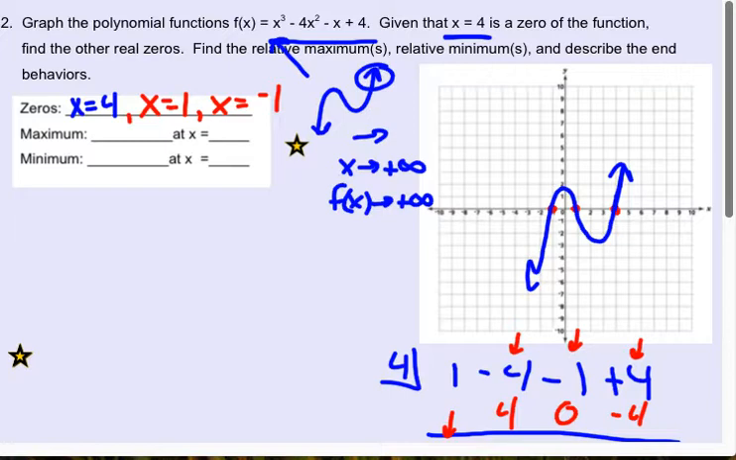Now if this would have been a -x cubed up here, I'd flip that whole thing. It would be, and I'll do it in green. If it was a -x cubed, then as x approaches positive infinity on this side, f of x would be negative, and it would look something like this. But that's not the case. So just showing you what would happen if it was a -x cubed. Let's get rid of this.